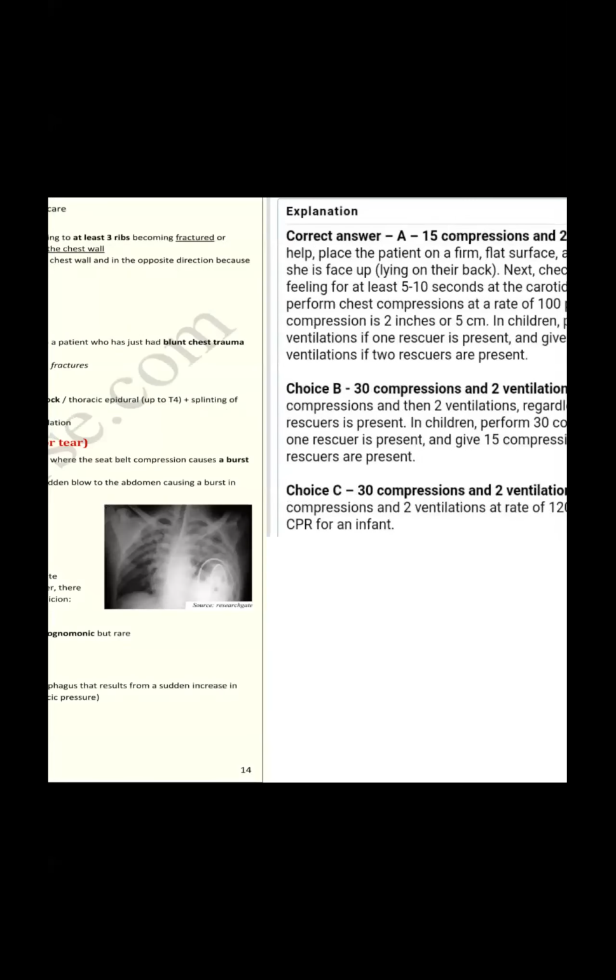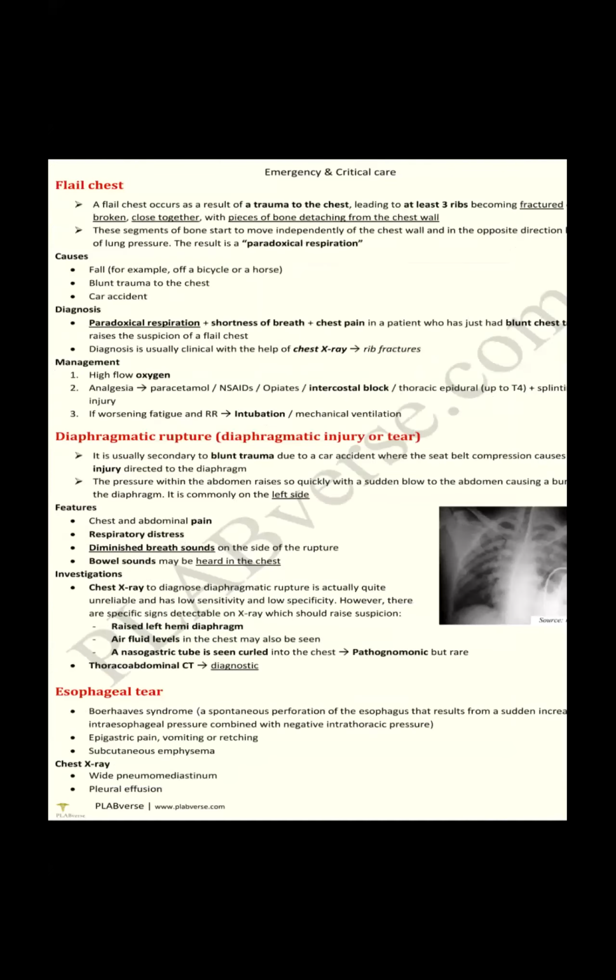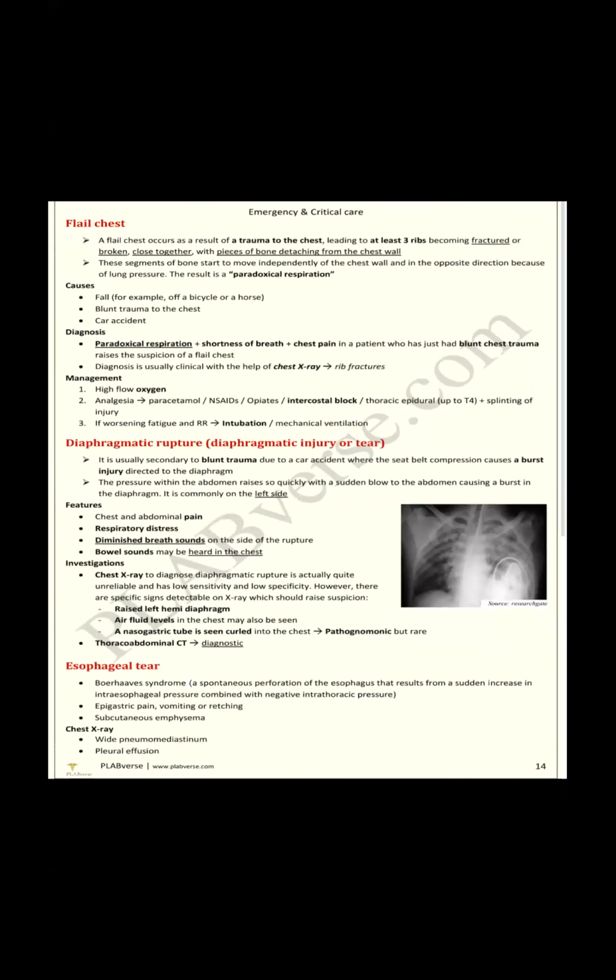So, 15 compressions to ventilation is for a baby, and 30 is for an adult. Flail chest is a very important exam topic. The commonly asked questions are flail chest and diaphragmatic injury; these are the hot topics for the exam. Actually, I will summarize what we have to know, because it is not possible to touch everything.